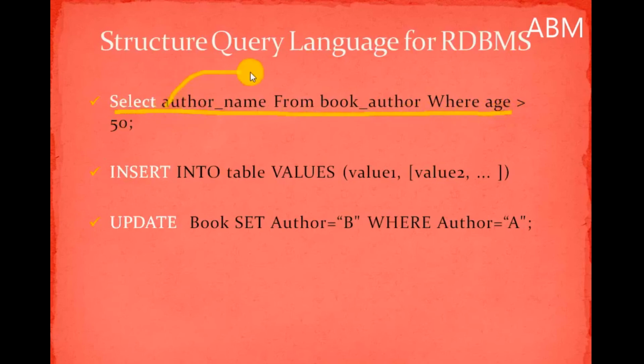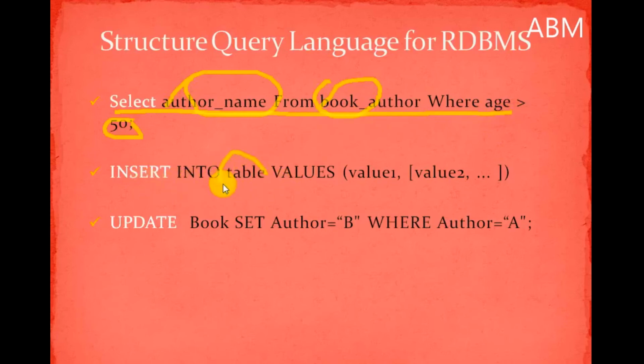Select author name. We are going to select the author name from book author where age is greater than 50. We have to select the author name from the table book author, those authors whose age is greater than 50, and we insert into table.